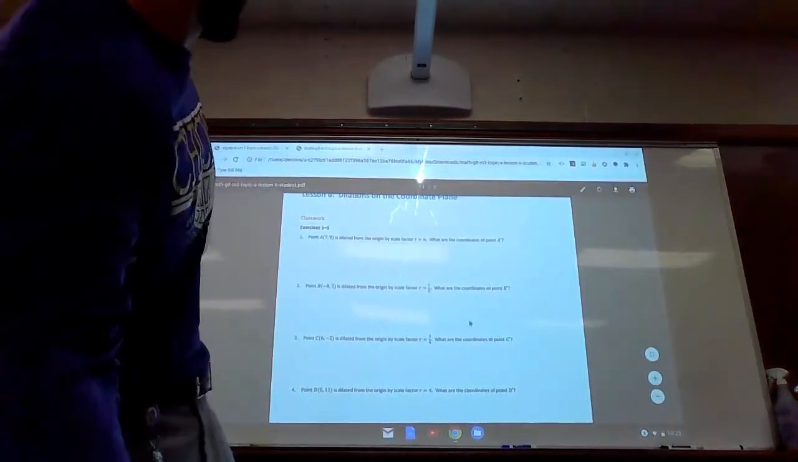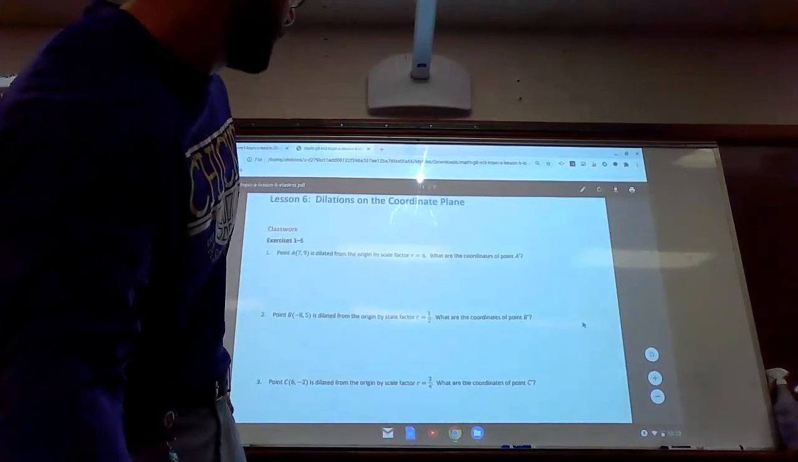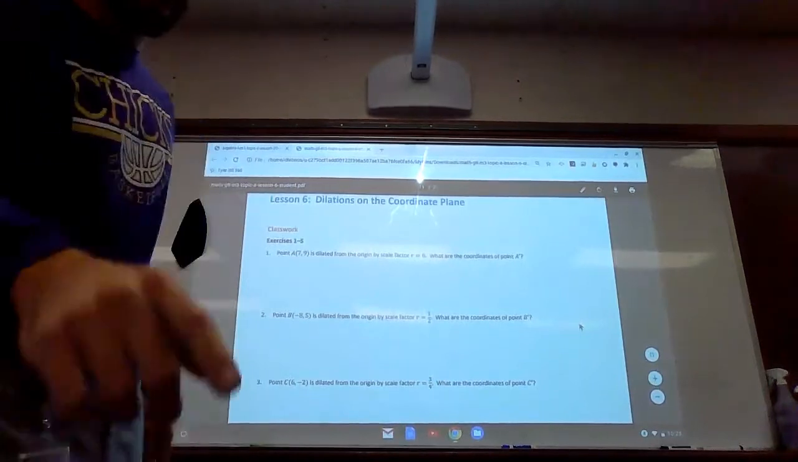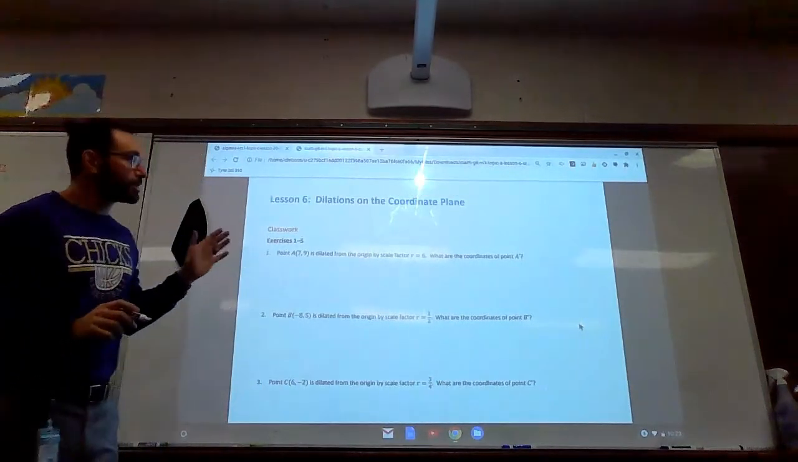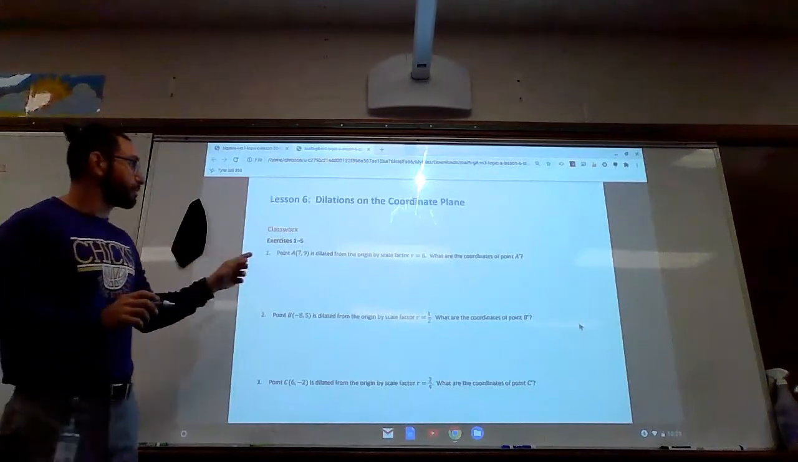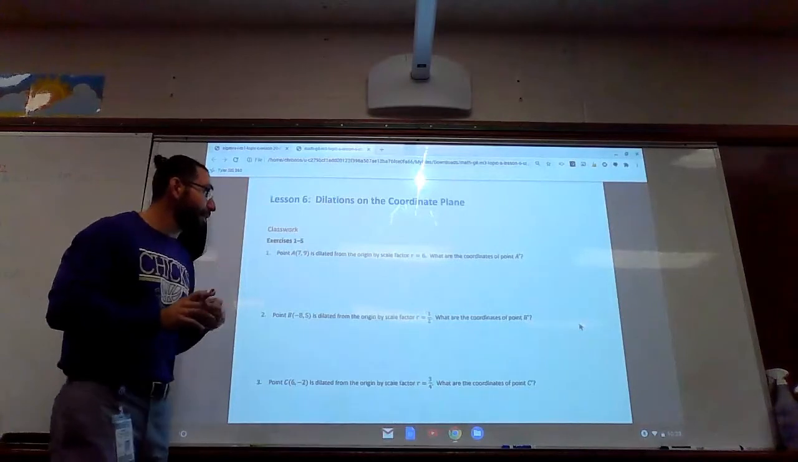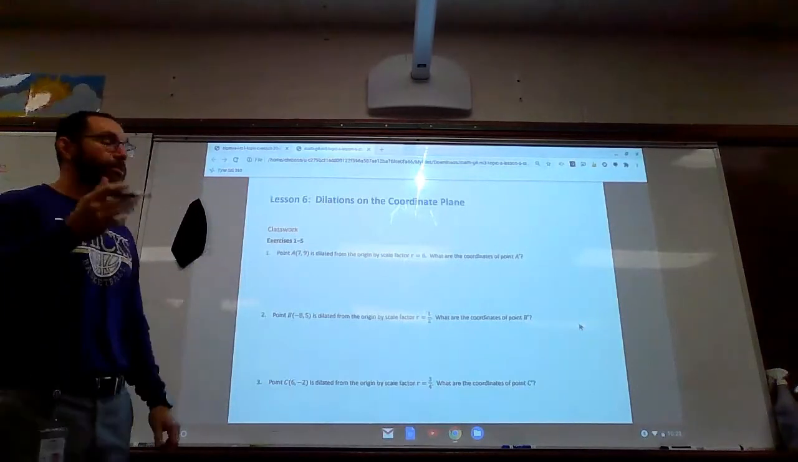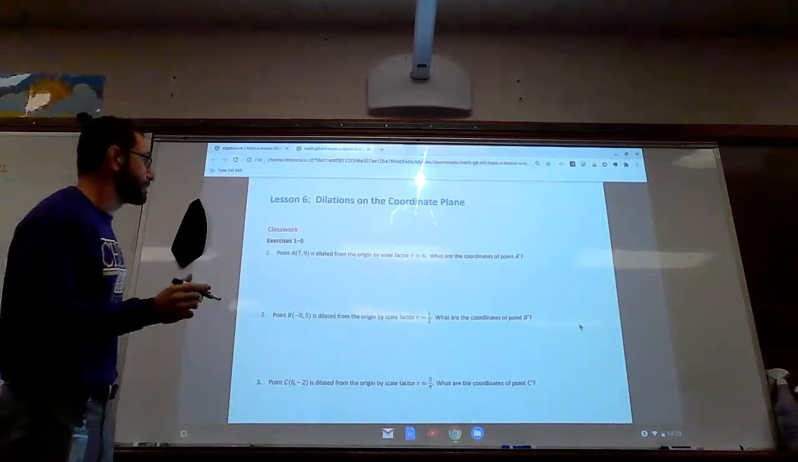I personally think this lesson is easy. My guess is most of you will not, and that's all right. So now we're talking about coordinates on a plane, so points that are actually on that coordinate grid. Point A is at 7, 9, and it's dilated from the origin by a scale factor of r equals 6. That means it's getting 6 times bigger.